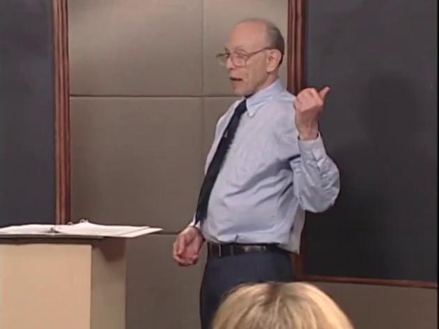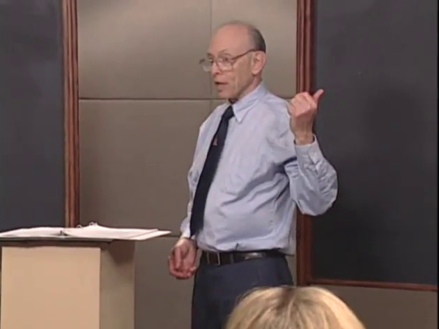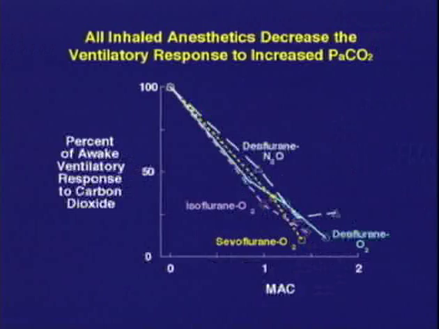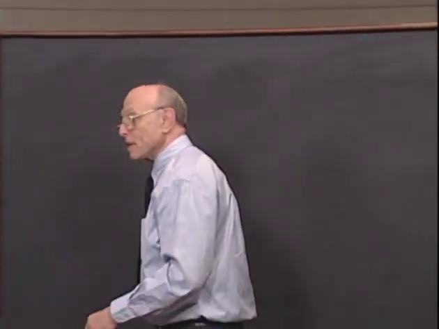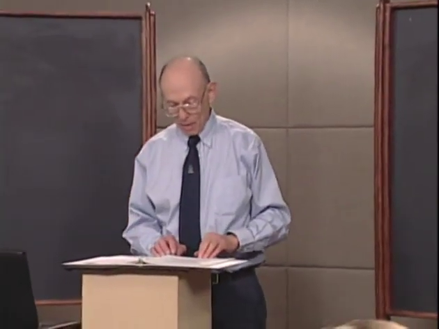Where do you suppose you get apnea? Where does that curve tell you you get apnea? Slightly less than 2 MAC. It's 1.5 to 2 MAC. It's where these lines cross zero, isn't it? That's where you get apnea. That is indeed where you get apnea, where each of these anesthetics cause apnea.